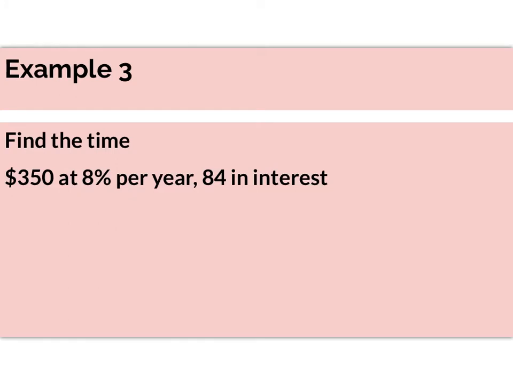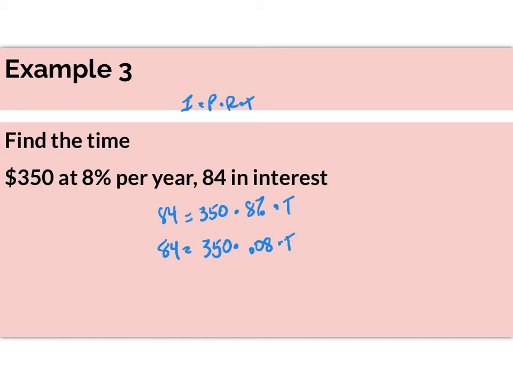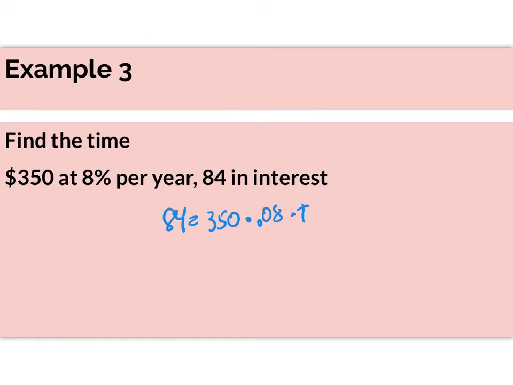Okay, example 3. All right. Interest equals principal times rate times time. So $350 is the principal times 8% times who knows what gives us $84 in interest. Okay, here we go again. 84 equals 350 times 0.08 times the time. And we'll solve this on the next page.